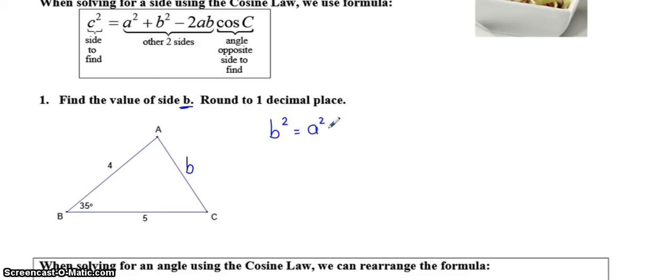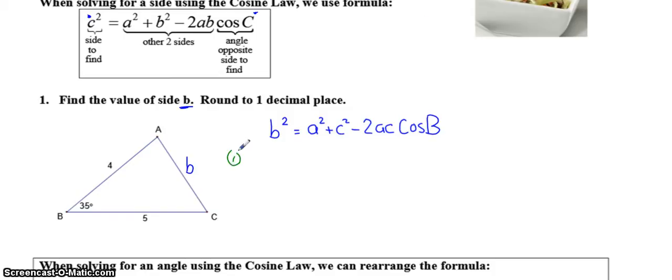So it's A squared plus C squared minus 2 times A times C times the cosine of the angle opposite to the side you're trying to find. So whatever this letter is here should be the same as this angle here. So this is going to be angle B.